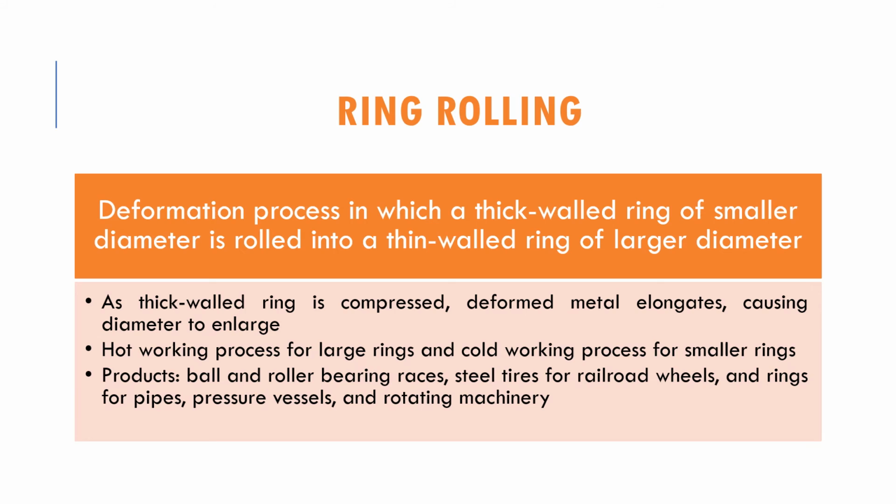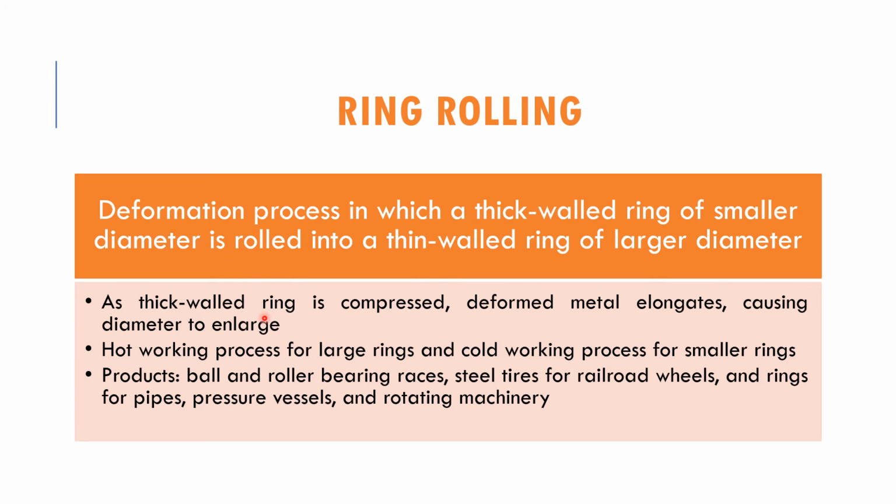Next is ring rolling. Ring rolling is a process where we start with a thick wall ring with smaller diameter, and then we roll it into a thinner wall ring but larger in diameter. So a thick wall ring is compressed. It will deform the metal and make it elongate, which then causes the diameter to enlarge.